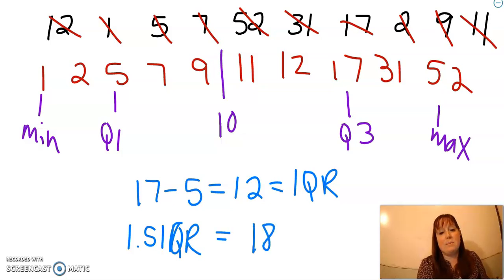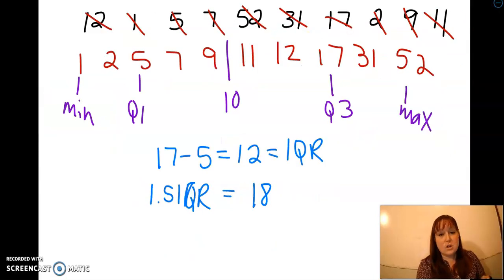So anything bigger than 18 away from 17 or 18 away from 5 is going to be considered an outlier. So 17 plus 18 is 35. So anything bigger than 35 or less than -13 is considered an outlier. So 31 is not an outlier, but 52 is an outlier. So when we're graphing our box plot, we're going to take that into consideration.